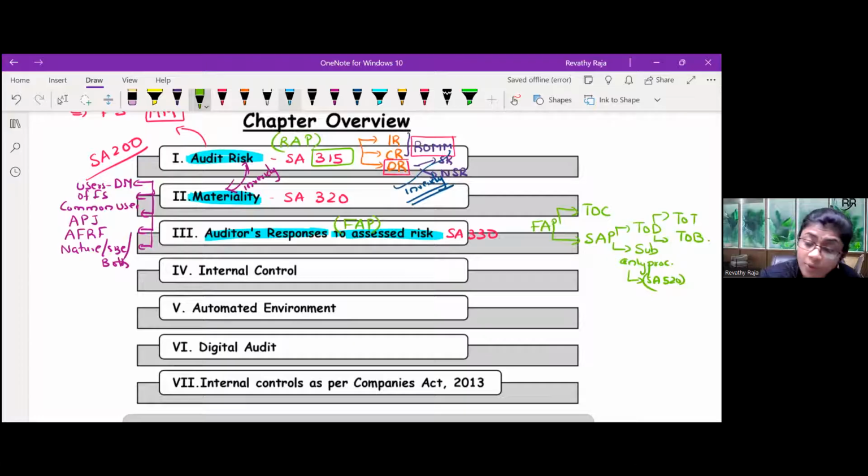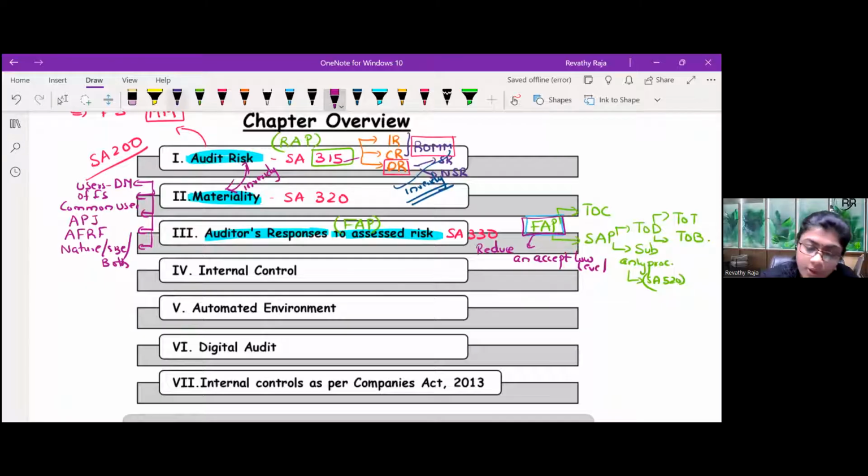Now, why do you perform further audit procedures? To reduce the already assessed risk, assessed as per SA 315, to an acceptable low level. So in 315 you will identify and assess risk, whereas in 330 you will respond so as to reduce the risk to an acceptable low level by performing further audit procedures.